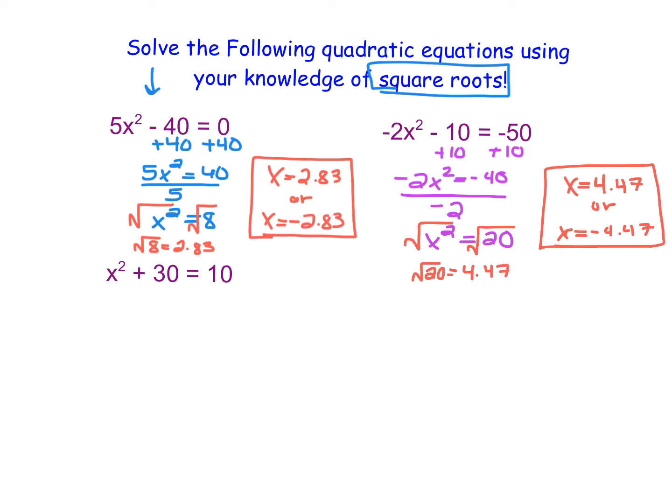All right, and finally, if I look at my third example down below, this one again, I notice that I do not have my x squared part by itself to start. So I need to subtract 30 from each side.